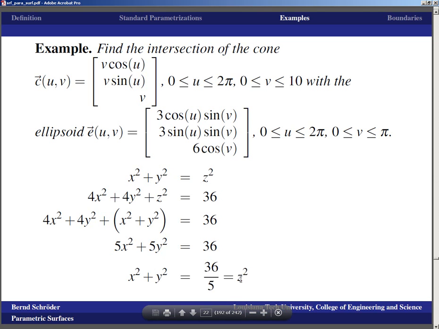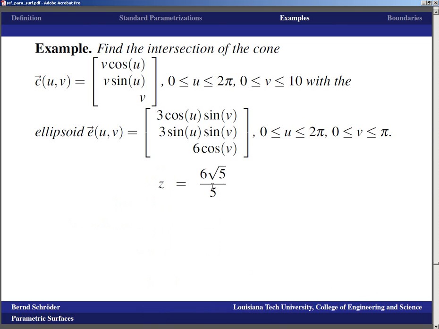That 36 over 5 is the z squared, because after all x squared plus y squared was z squared. So that means that z is plus or minus the square root of 36 over 5, and that is plus or minus 6 times root 5 over 5. And that would mean now, because the part of the cone that we're interested in looks at positive v's, that only z equals 6 times root 5 over 5 actually plays a part in the whole thing. And the intersection, therefore, is (6 times root 5 over 5 cosine t, 6 times root 5 over 5 sine t) to encode the circle, and 6 times root 5 over 5 gives us the height in z.